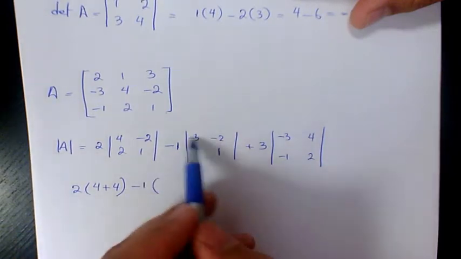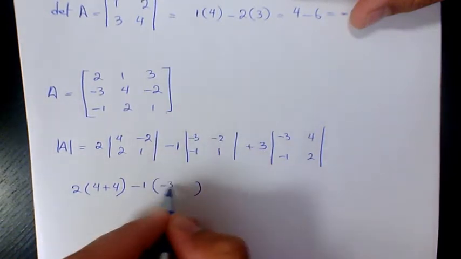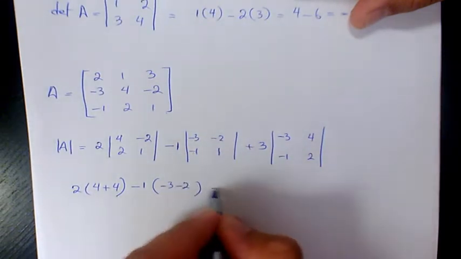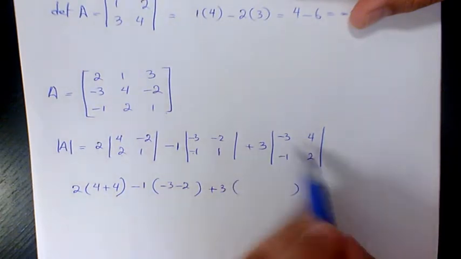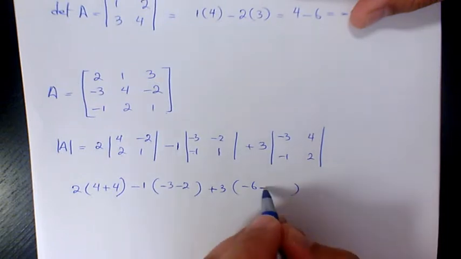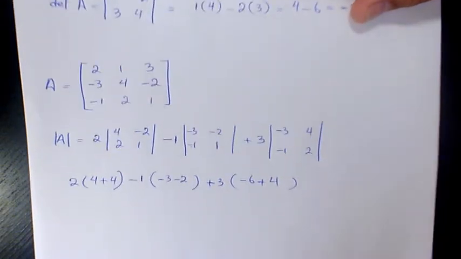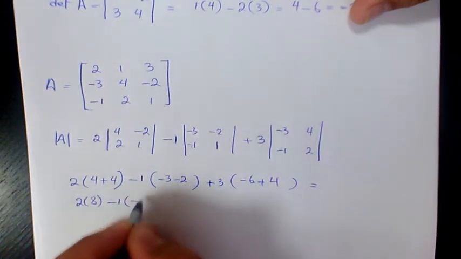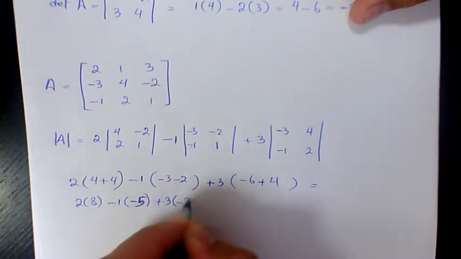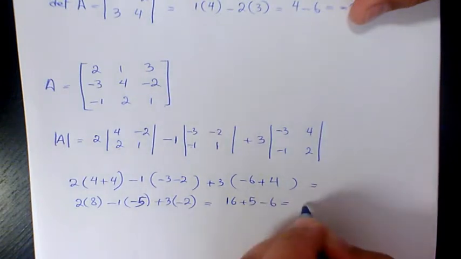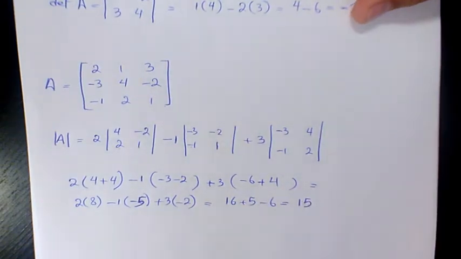And here we have negative 3 minus 2. Again, negative 2 times negative 1 is positive 2, so minus that is negative 2. And here, negative 3 times 2 is negative 6, minus 4 times negative 1, which is negative 4, so it's going to be positive 4. So that will be 2 times 8 minus 1 times negative 5, plus 3 times negative 2. So it's going to be 16 plus 5 minus 6, which is 15.